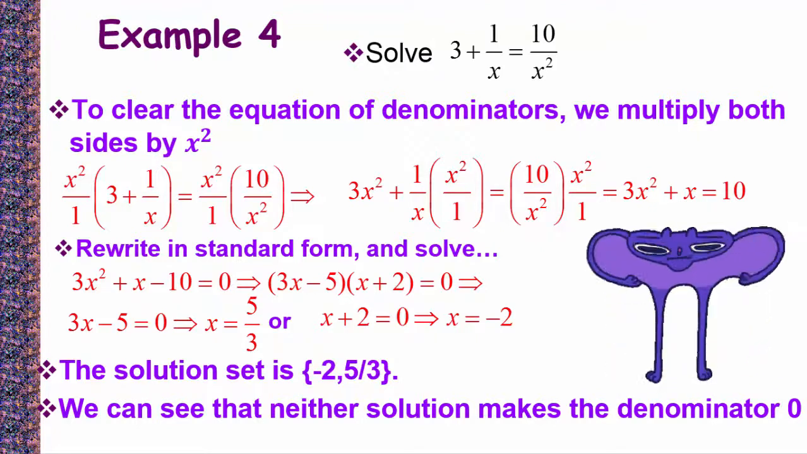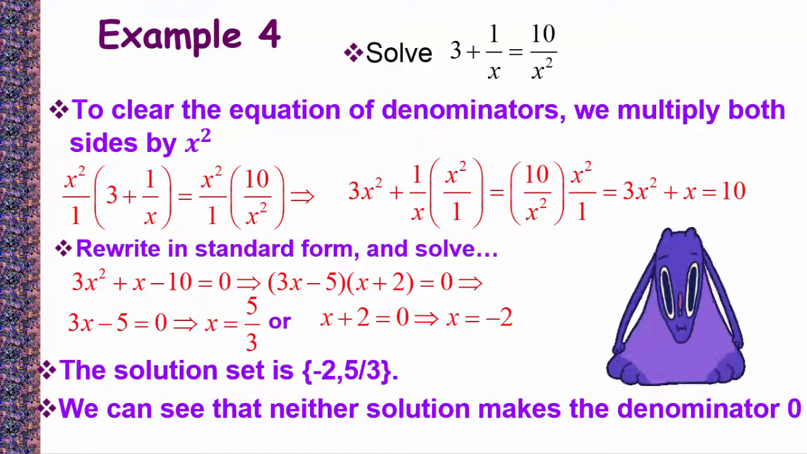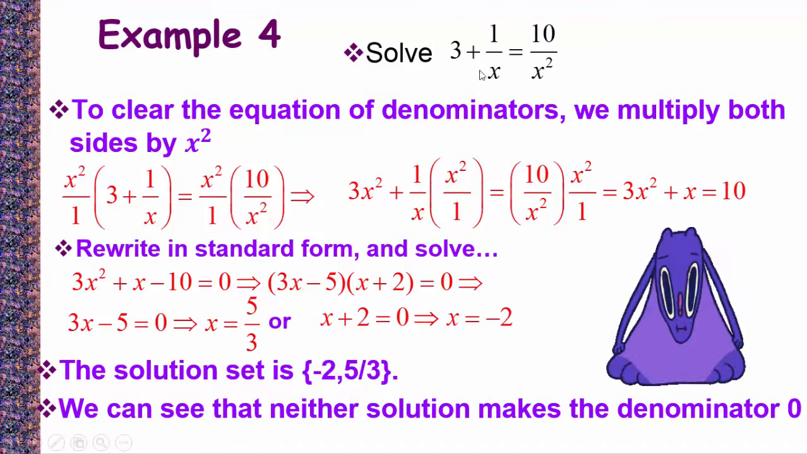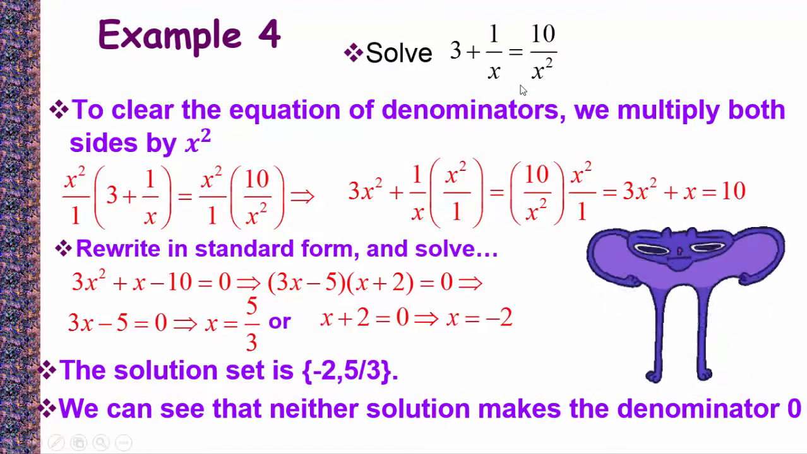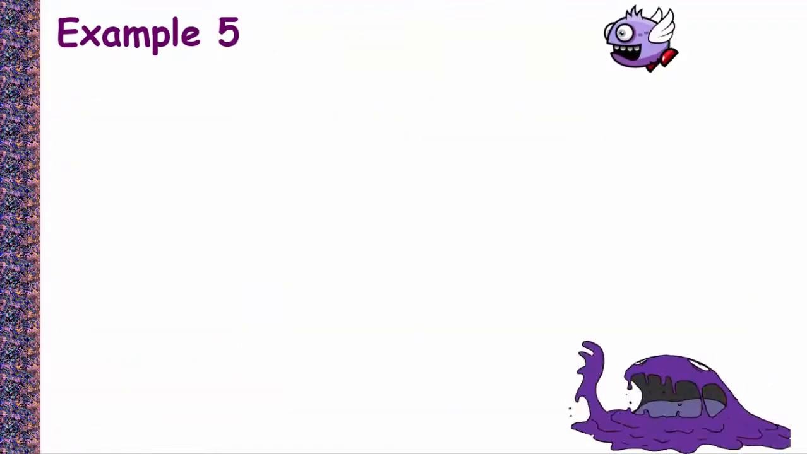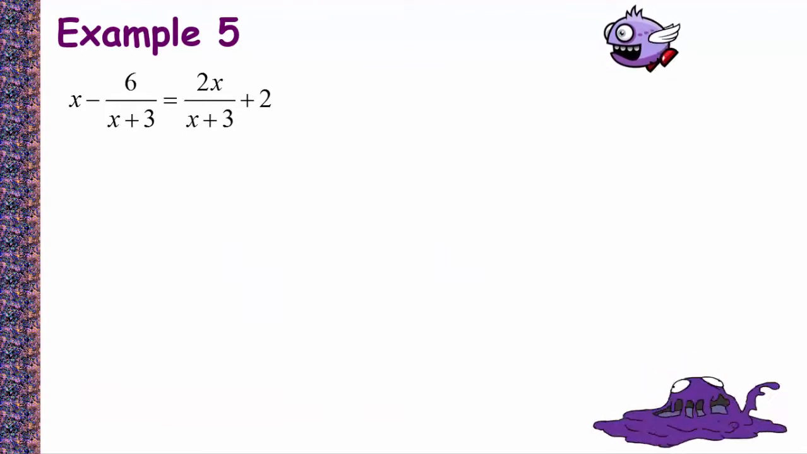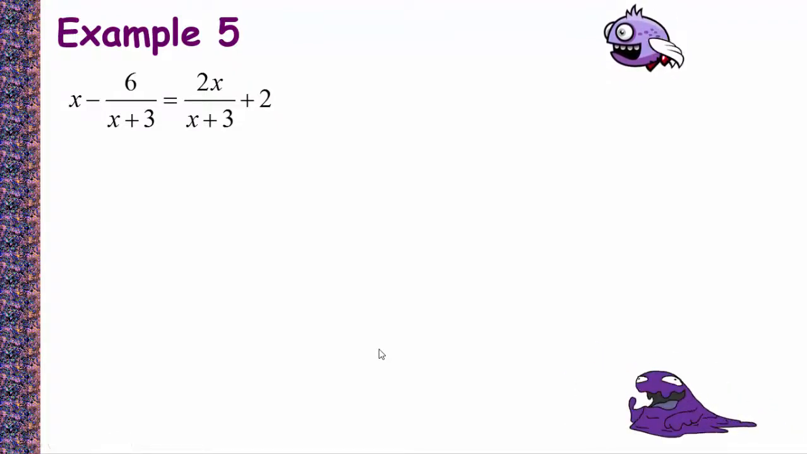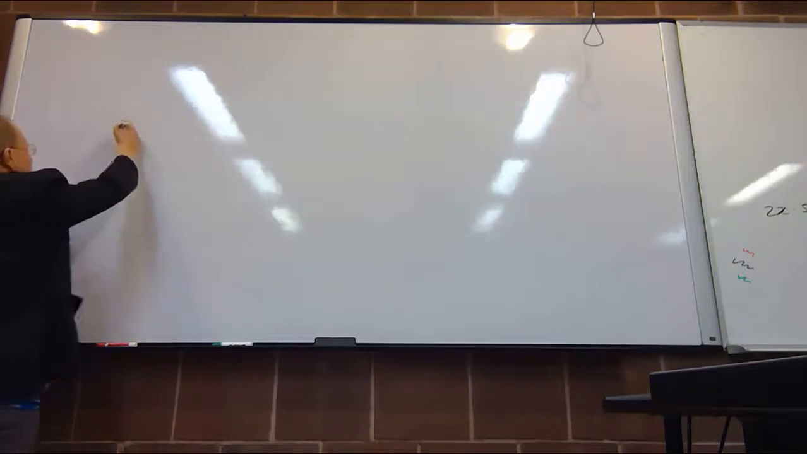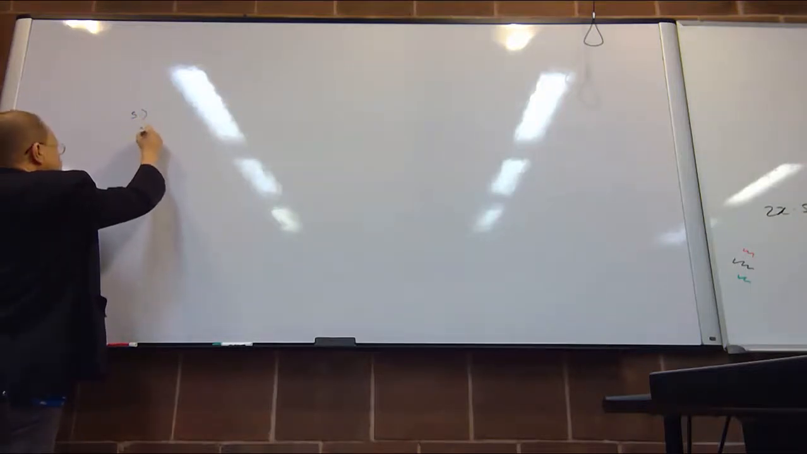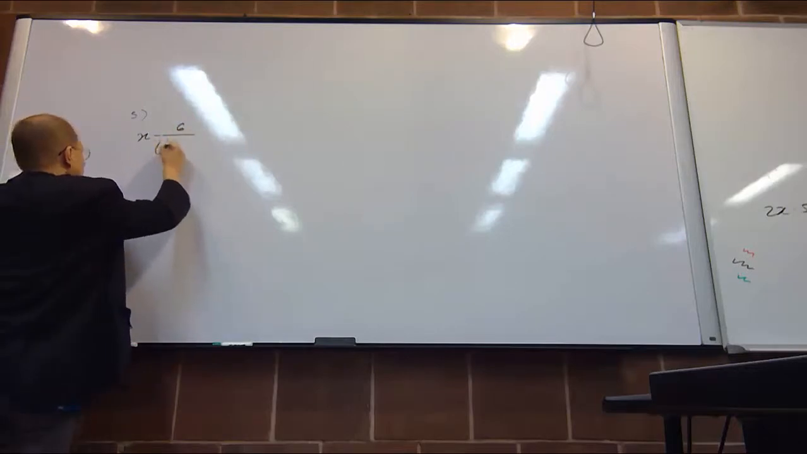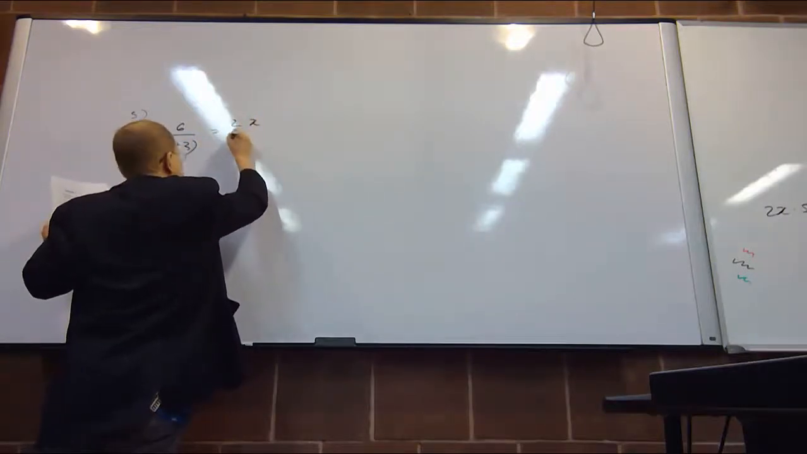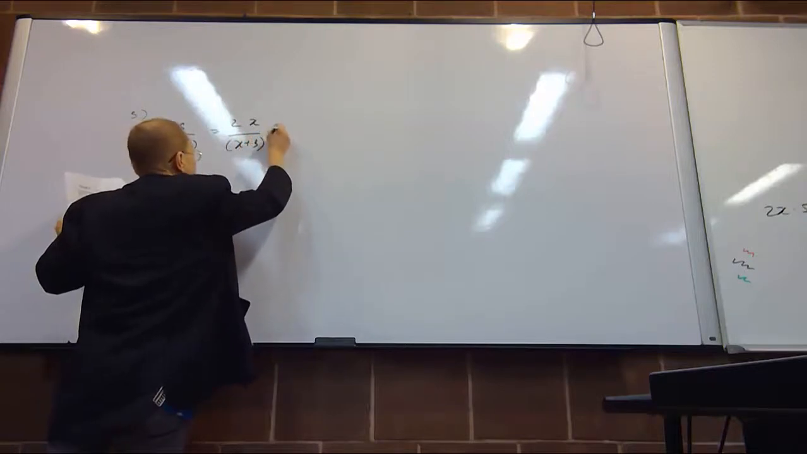So we see that neither of the solutions makes the denominator equal to 0 if we just do a quick inspection of the denominator, imagining substituting each of these into the denominator. In example number 5, we're asked to solve this equation for x. So let us go to the whiteboard and work this one out. So example number 5, we have x minus 6 over x plus 3 is equal to 2x over x plus 3 plus 2.